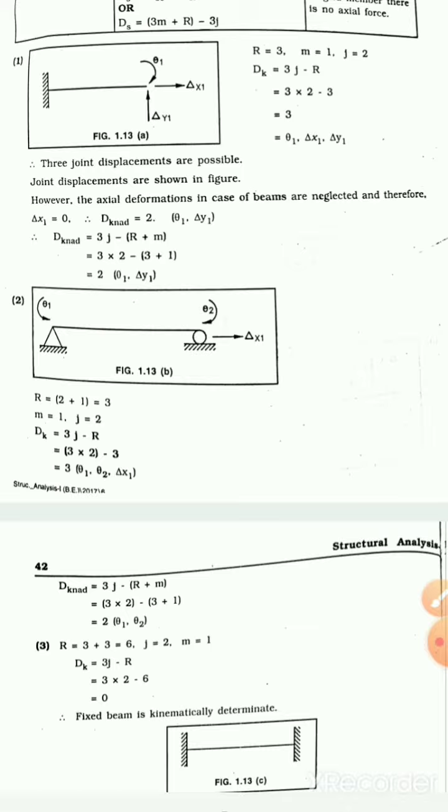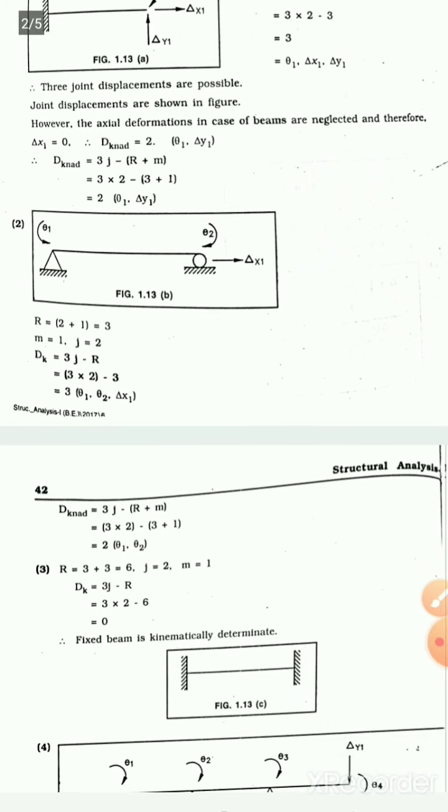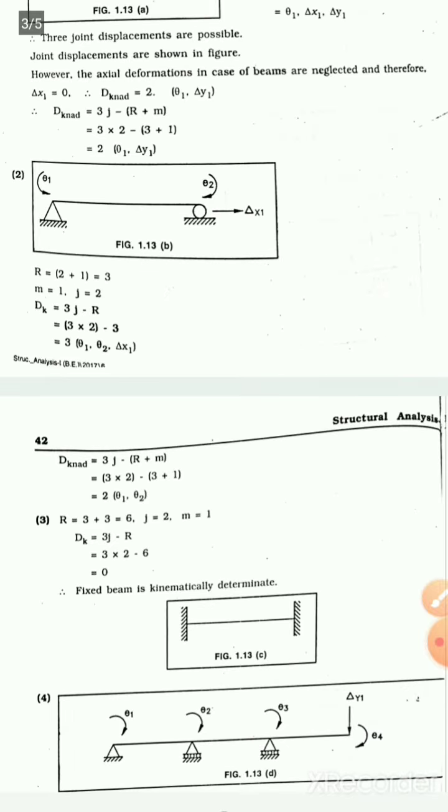So we have equation DK equal to 3j minus r. So 3 into 2 minus 3. So it is 3: theta 1, theta 2 and delta x1. Now DK and AD we have equation 3j minus r plus m. So 3 into 2 minus 3 plus 1. So 2. So it is theta 1, theta 2.